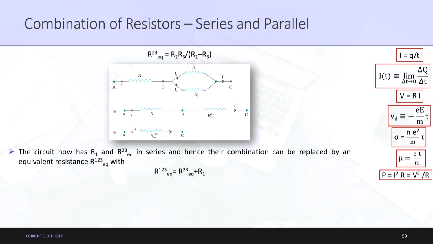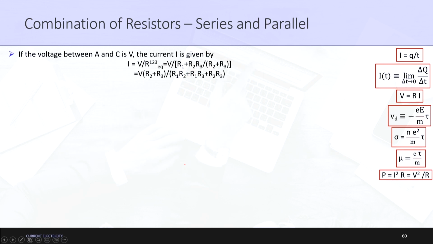Now, the circuit has R1 and R23 equivalent in series, as you can see here, and hence their combination can be replaced by an equivalent resistance R123 equivalent, which is equal to R23 equivalent plus R1, as it is in series. Therefore, if the voltage between A and C is V, the current I is given by I is equal to V by R equivalent, and therefore we can obtain the equivalent resistance in terms of R1 R2 plus R1 R3 plus R2 R3 upon R2 plus R3. And hence that is the end of combination of resistors in series and parallel.